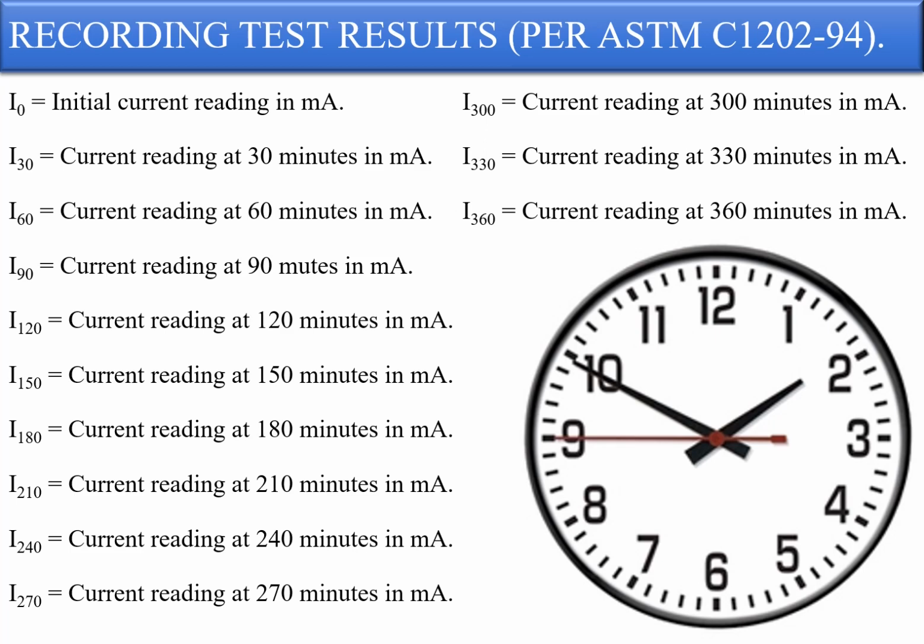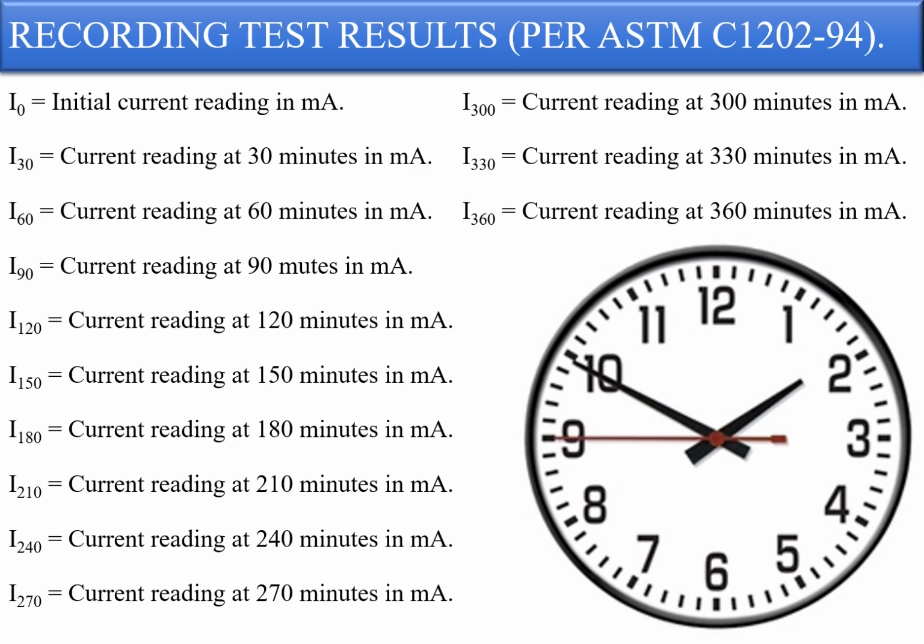I0, I30, I60, I90, I120, like that up to I360. I0 means the initial current reading in milliamperes. I30 stands for the current reading at 30 minutes in milliamperes. I60 is the current reading at 60 minutes in milliamperes, and I360 is the current reading at 360 minutes in milliamperes.